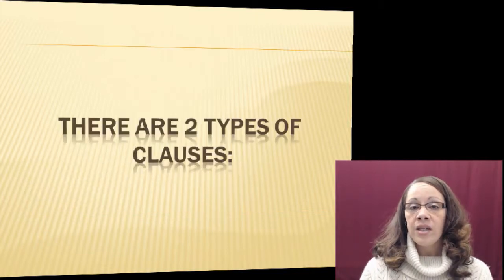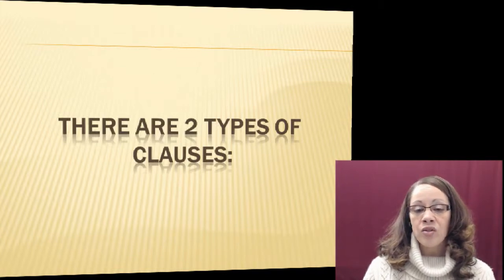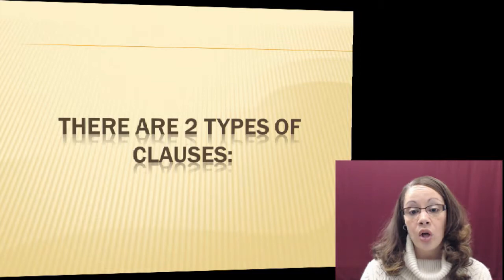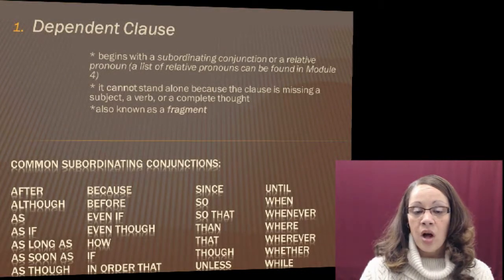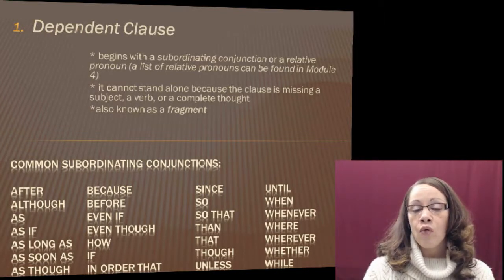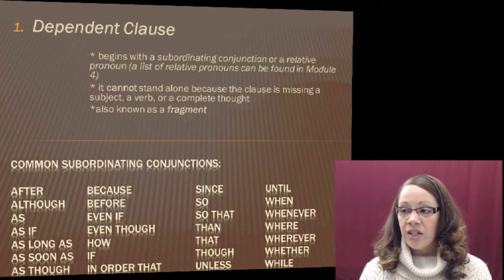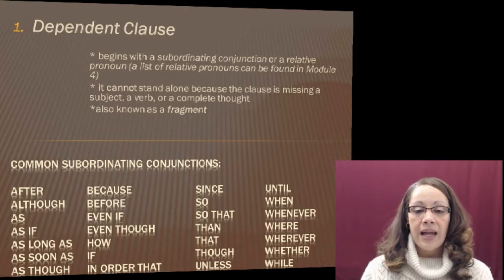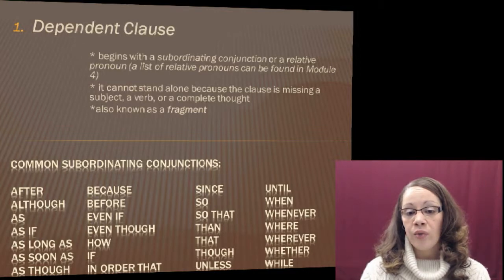Now, before we get into the different types of sentences, I want to first start by introducing you to two types of clauses. The first type of clause is what's called the dependent clause. In the previous module, we did go over dependent clauses very briefly, but this particular module will focus more on that. It begins with a subordinating conjunction or a relative pronoun, and I gave you a list of relative pronouns earlier on in module number 4, so please make reference to that in case you want a refresher on what the relative pronouns are.